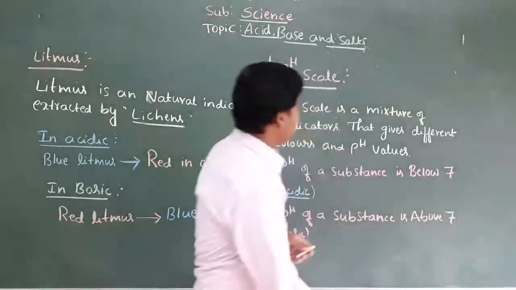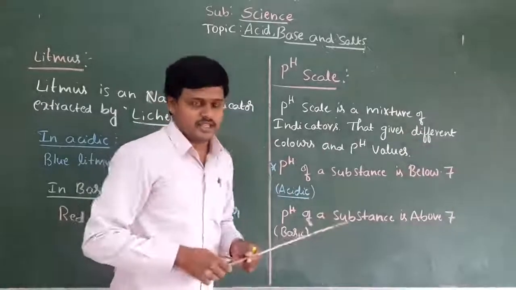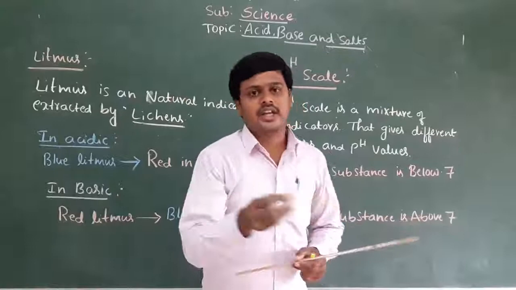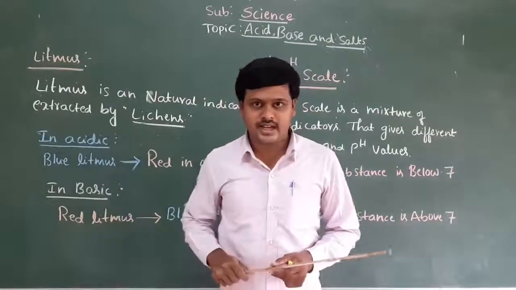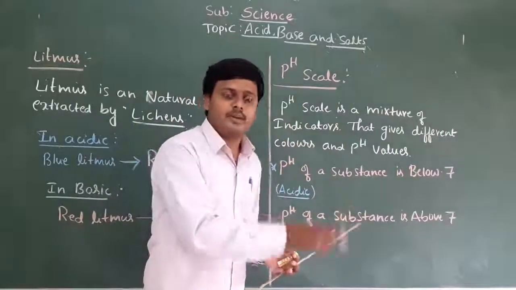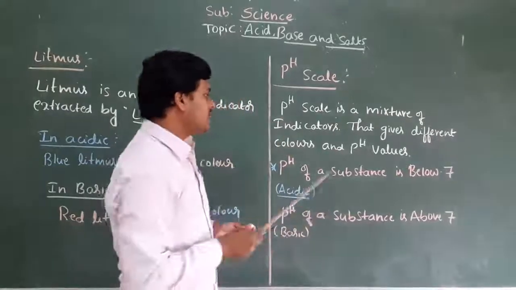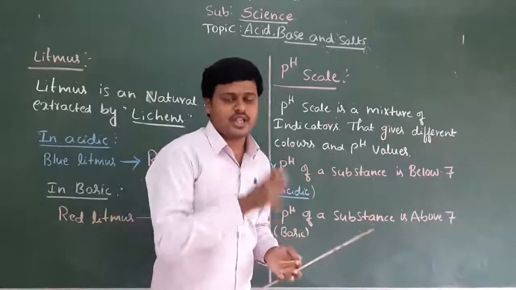The pH scale is a mixture of different kinds of indicators. What do we mean by indicators? An indicator is a substance used to identify whether a substance is an acidic medium or a base. In the same way, the pH scale consists of different kinds of mixtures or indicators, so it gives different colors for different pH values.